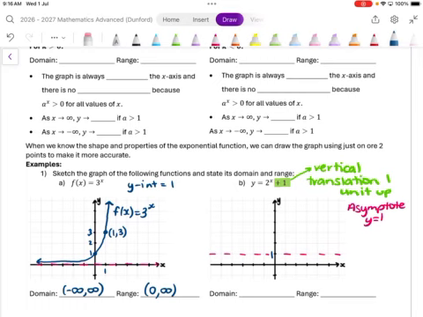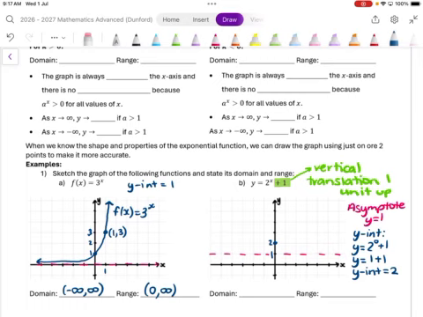Now, what we have is that we have no x-intercept. When we find our y-intercept, that's when we let our x equal 0, right? So we'll have y equals 2 to the power of 0 plus 1, which is y equals 1 plus 1. So the y-intercept is equal to 2. We don't have to do that working out, because we know that our y-intercept is going to be at 1, but because we've shifted it up 1, 1 up from 1 is 2. So we'll have our y-intercept at 2.